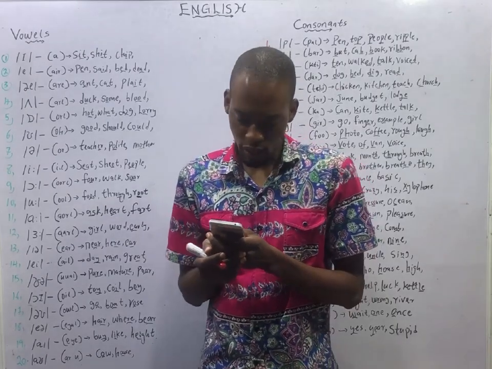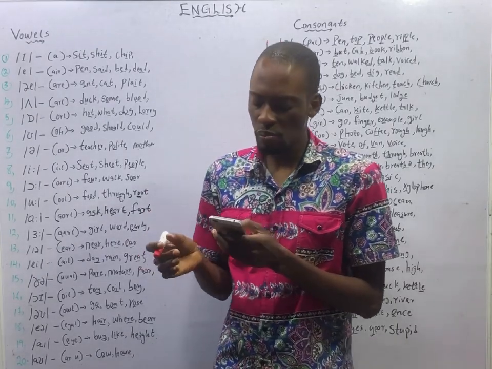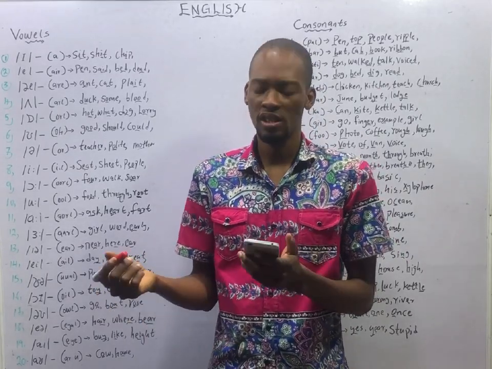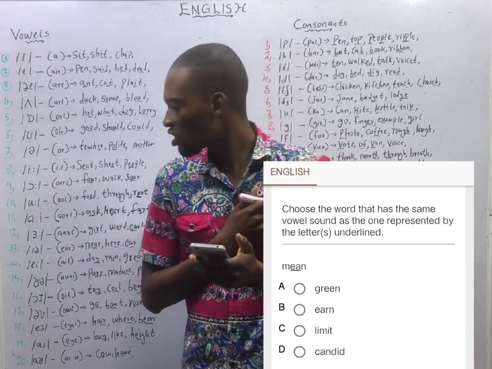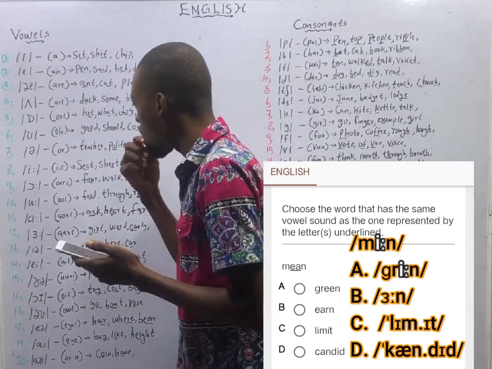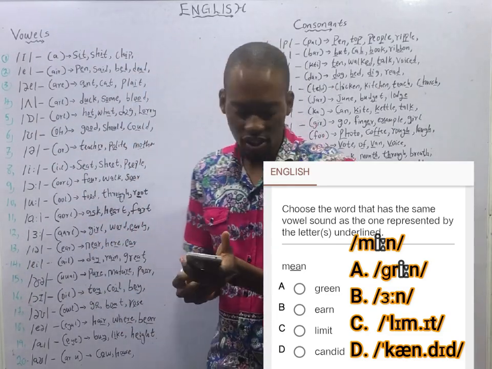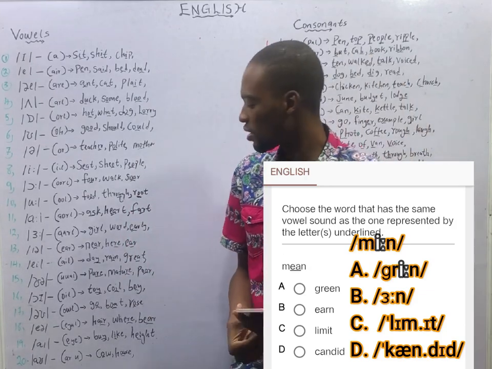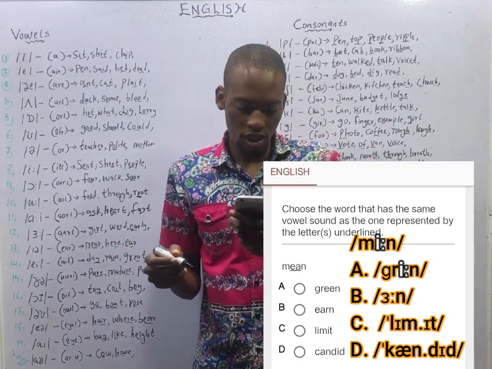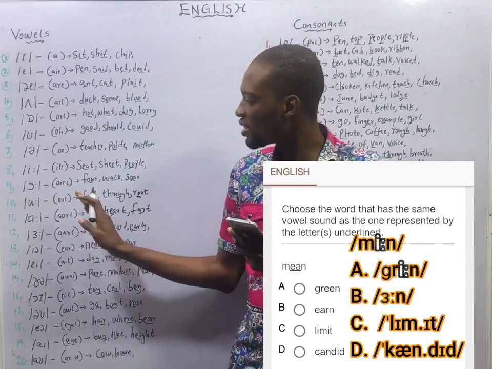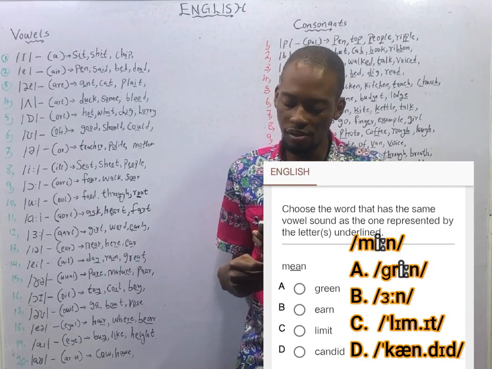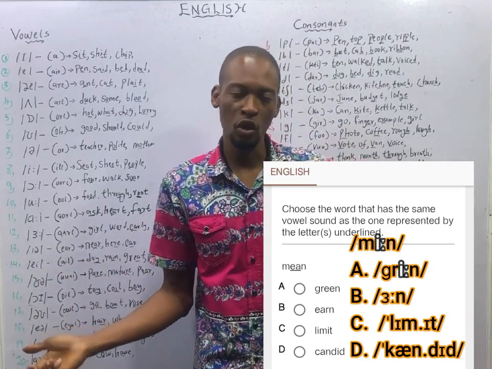In the next question, what are we having? We're having mean. And our focus is on the EA in mean. What sound is that? Mean actually gives us the ee sound, as in seat, as in sheet, as in people. That is the sound present in mean. Then green possesses the ee sound as well. That makes option A the correct option.